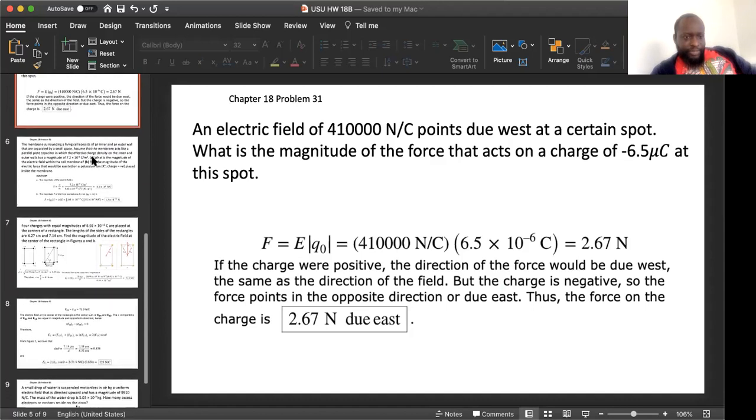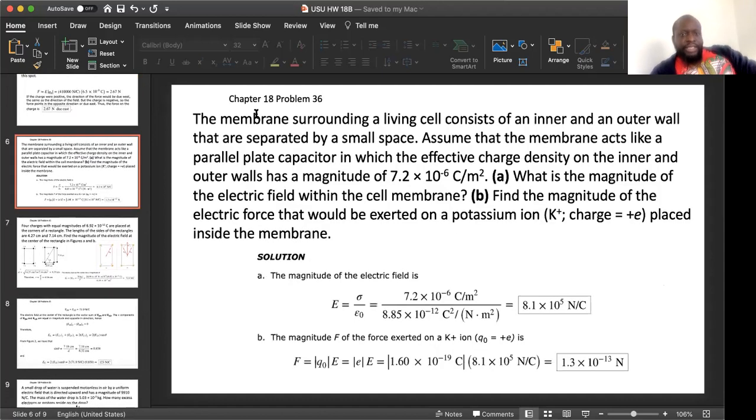So we have 3 more problems and we're done. The next one, chapter 18, problem 36. The membrane surrounding a living cell consists of an inner and outer wall that are separated by a small space. Assume that the membrane acts like a parallel plate capacitor in which the effective charge density is given to be this. And then we are asked to find the electric field. Electric field is sigma over epsilon naught. We have sigma, the surface charge density given, divided by epsilon naught, which is a constant, the permittivity of free space, 8.85 times 10 to the power negative 12. And that gives us our answer.